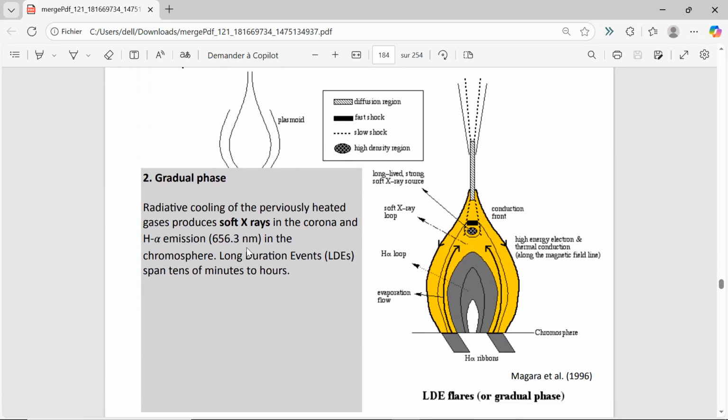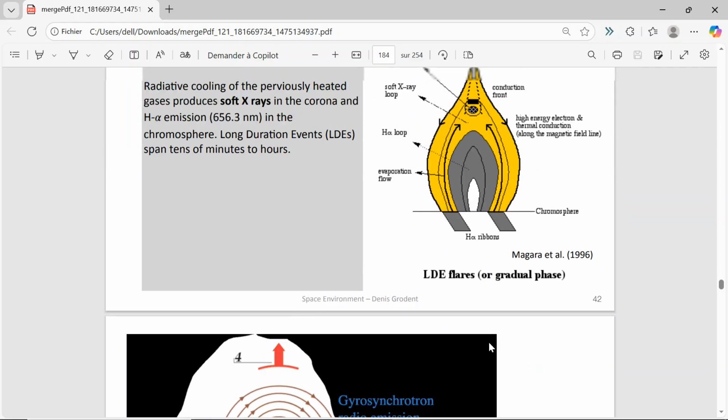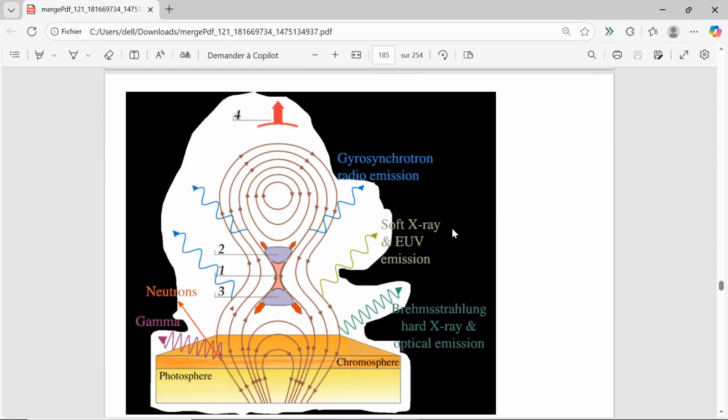The second phase is the gradual phase, for the radiative cooling of the previously heated gases, soft X-rays in the corona. It has a long duration, in order to calm down and go back to the classical situation of the sun with a magnetic field, which will be dampened right here.